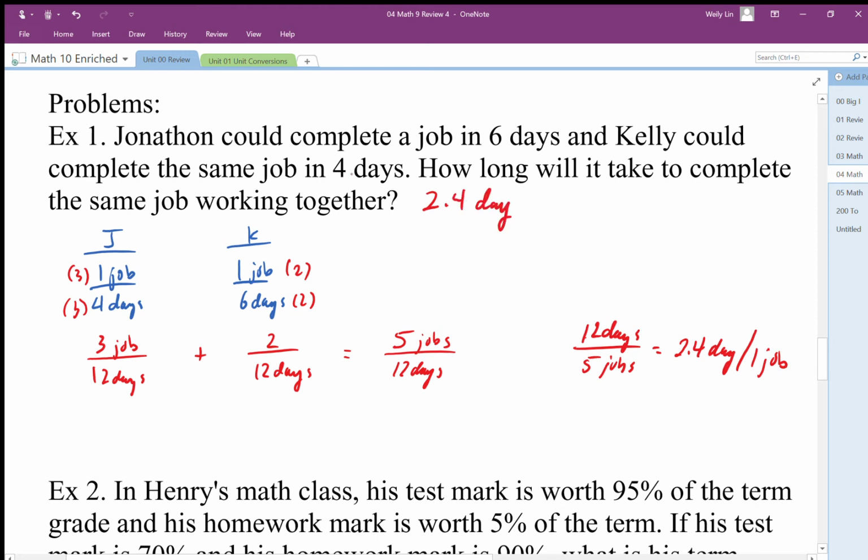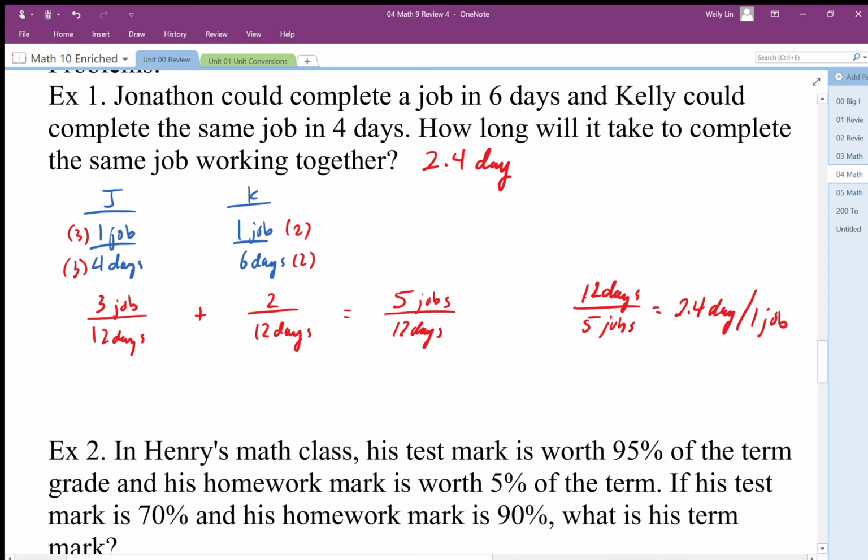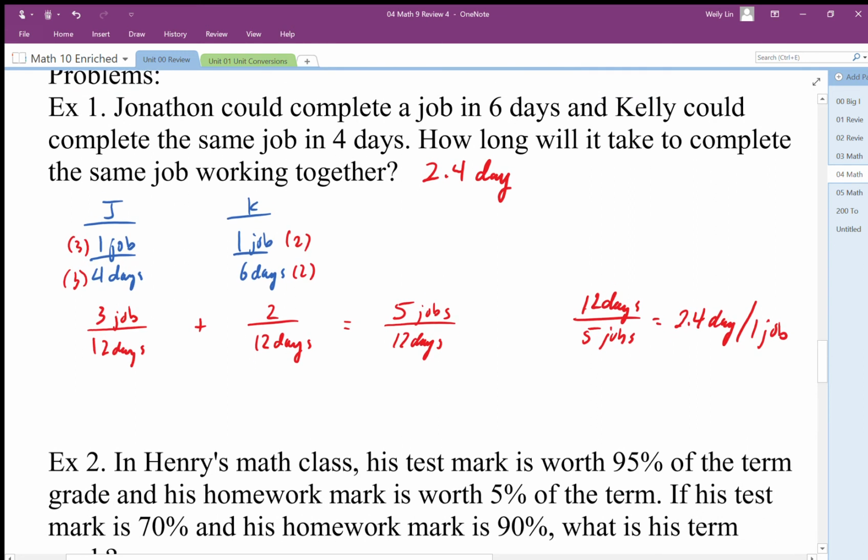That kind of makes sense because if they worked at the same speed, 4 days for one job, they would halve the work, which would be 2 days. So it won't be quite half. It'll be a little bit more than half the time that it would take Jonathan or Kelly to do it alone. I think I had these backwards, didn't I? So Kelly was 4 days and Jonathan was 6 days.